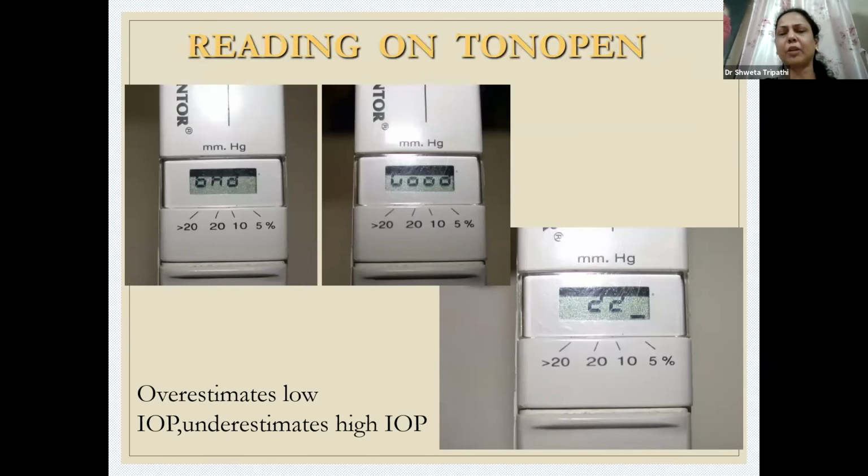Here we can see in the bottom picture that it gives a value within the acceptable range of 5 to 20. That is how the pressure is going to be recorded, and calibration gives the good and the bad value. Again, one more drawback of this is that it overestimates the low IOP and underestimates the higher IOP.